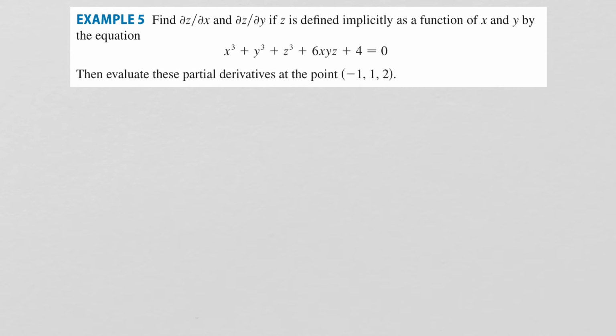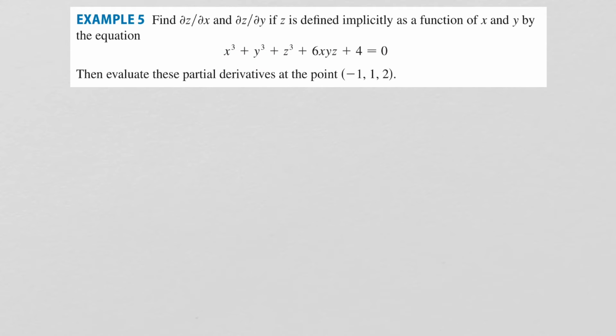In the next example, we're going to talk about implicit differentiation. Here we want to find the partial derivative of z with respect to x and the partial derivative of z with respect to y. And z in this case is a function of x and y, but it is implicitly defined, meaning that the z is mixed in with the x's and y's in the equation.